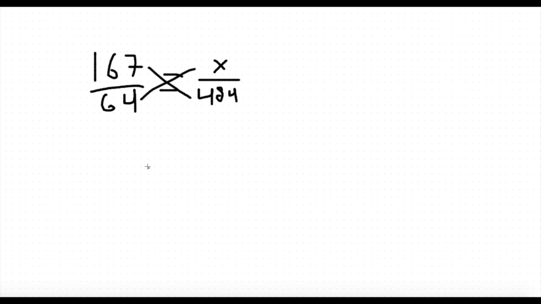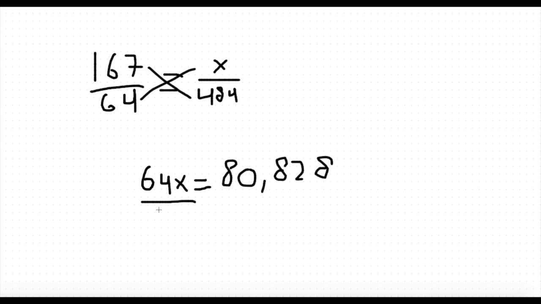Okay, so now that we got an equation to work with, let's make it into a two-step equation. So we got 167 divided by 64, remember these are all centimeters, equals x over 484. Now you crisscross and you do 64 times x, which is 64x, and then this is equal to 167 times 484, which is 80,828. And now we want to leave the x alone, so we divide by 64, and what you do to one side you do to the other.